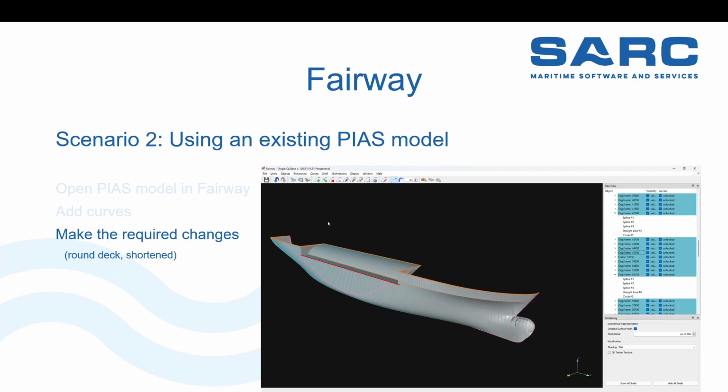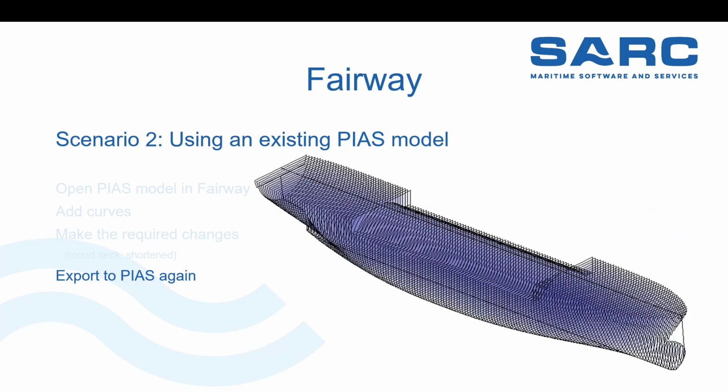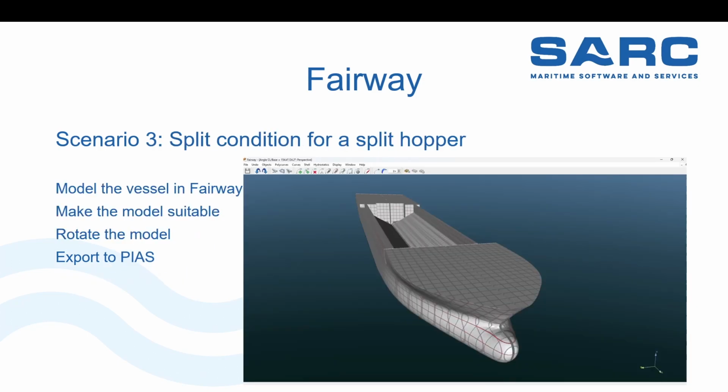Well, you'd end up with this, and you can just send that back to Fairway. Here we have the shortened Pius model, and here we have the same frames but shorter and with a circular deck. That's another scenario that we use quite a bit, because many sister vessels are built. We have this model, but it's now lengthened, and rather than doing that in the hull dev module of Pius, we do that in Fairway. The split hopper.